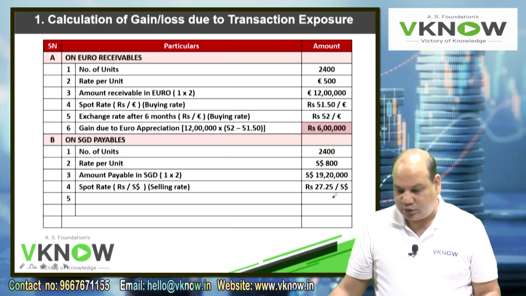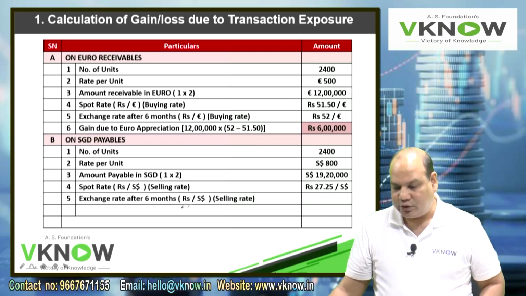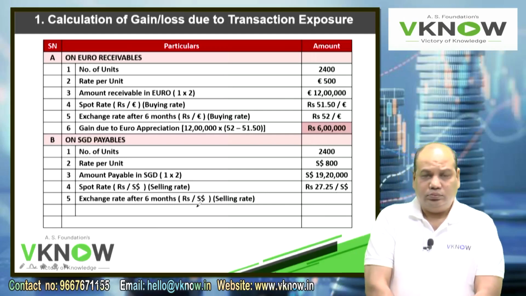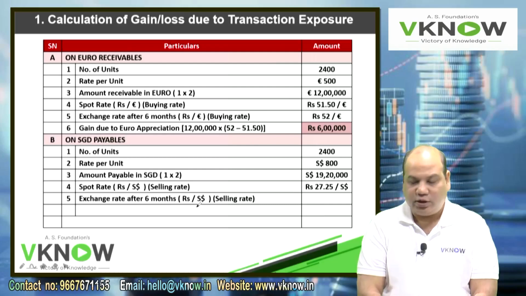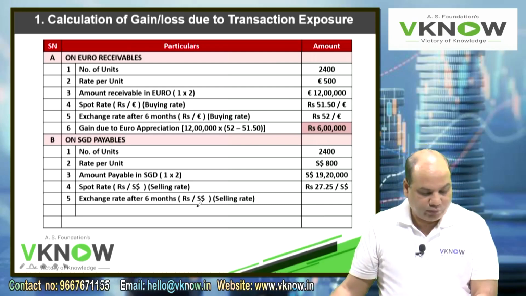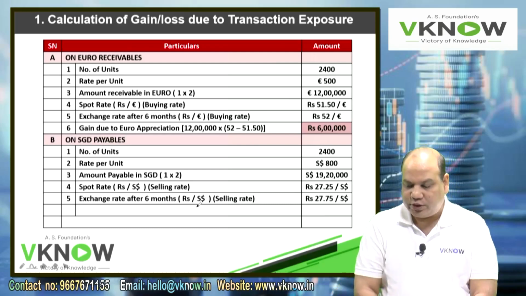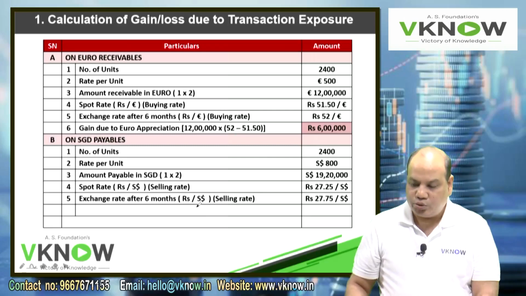27.25. Then write down exchange rate after 6 months, rupees per SGD selling rate. You will find 27.75 rupees per SGD. In case of imports, if the foreign currency appreciates, the importer will lose.